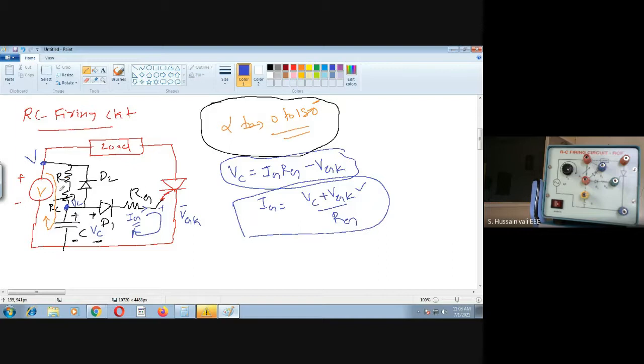So you apply KVL here once again. Then what is the current that flows here in this case? Now one more thing you must understand: the diode cannot conduct in this direction because the diode is reverse biased. So this diode D2 is reverse bias, whereas this diode D1 is forward bias. You must understand that when the SCR is on, that is, when you send the gate current, when you trigger the gate of the thyristor, this diode D1 is forward bias, whereas D2 is reverse bias. So the current will flow like this.